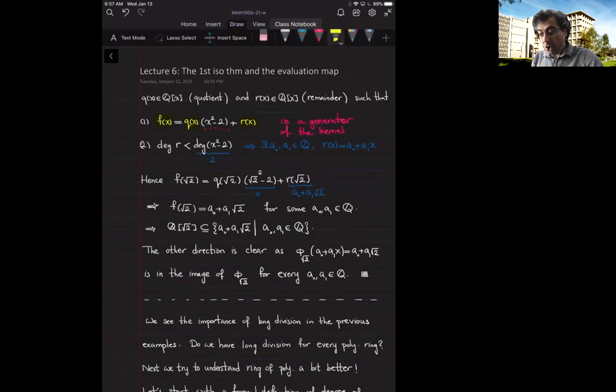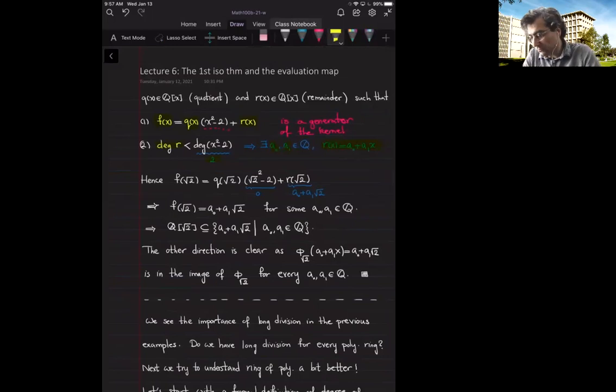Now, again, because R is the remainder, the degree of R is definitely less than 2, cannot be more than 1. Again, that means that it is a linear function. This means it is of the form a sub 0 plus a sub 1 x for some rational numbers a sub 0 and a sub 1.